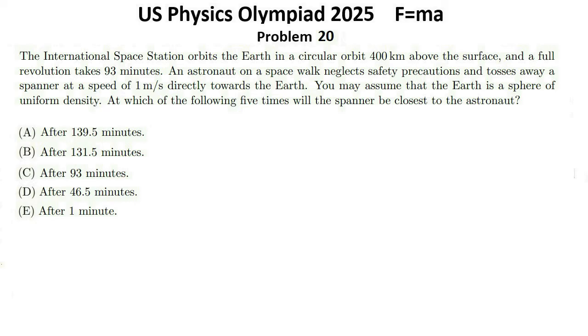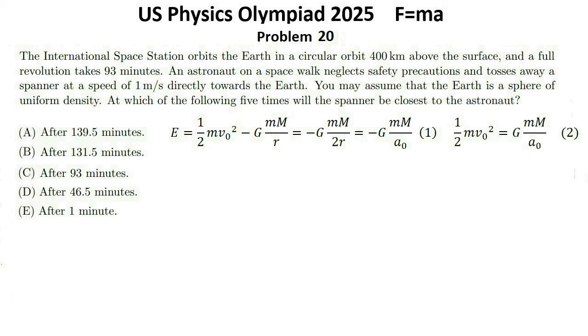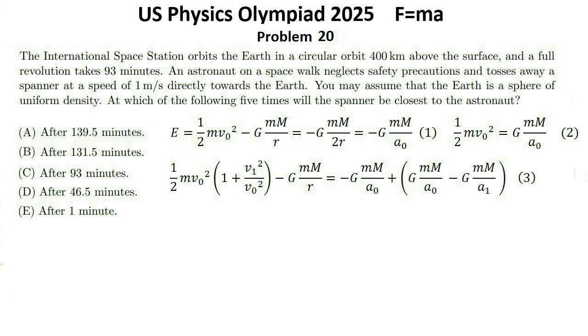Let us now estimate quantitatively the lag of the wrench after 1 revolution. The initial energy of the wrench in a circular orbit was given by Formula 1. Here v0 is the orbital velocity of the ISS, the astronaut and the wrench, r is the radius of the ISS orbit, and a0 is the major axis of the station's orbit. Accordingly, Formula 2 is valid. After throwing the wrench, the total energy of the wrench obeys Formula 3, which after reduction turns into Formula 4.